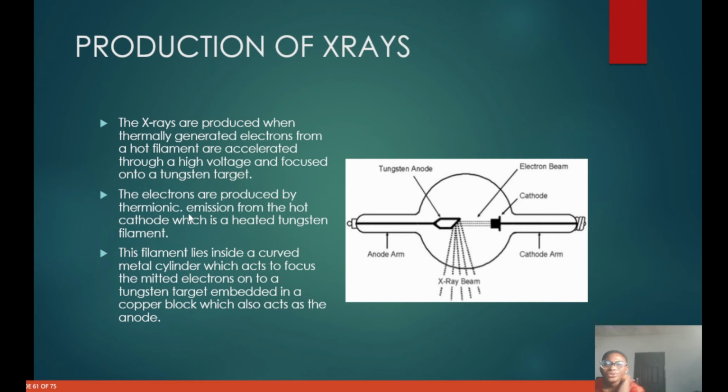The electrons are produced by thermionic emission from the hot cathode. You can see the cathode there, the hot cathode. It's the one that is going to cause the emission of the X-rays. So the electrons are produced by thermionic emission from the hot cathode, which is a heated tungsten filament. The filament lies inside a curved metal cylinder, which acts to focus the emitted electrons onto a tungsten target embedded in a copper block, which also acts as the anode. You can see the anode here. You can see the cathode arm.